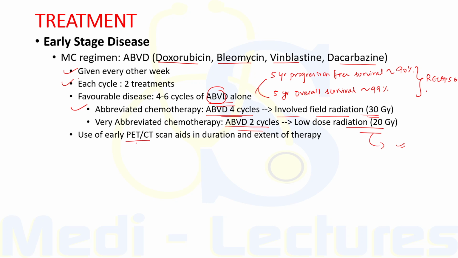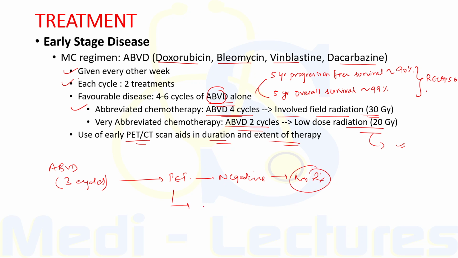So this helps in selection of duration and extent of therapy. For example, in one study, ABVD was given only for 3 cycles, which was followed by PET scan, which came out to be negative. Now after this, no further chemotherapy was given and these patients showed excellent outcomes even with 3 cycles of ABVD. So this is the reason why early PET scan and CT scan can aid in duration and the extent of therapy. So this was the treatment of favorable disease in early stage disease.